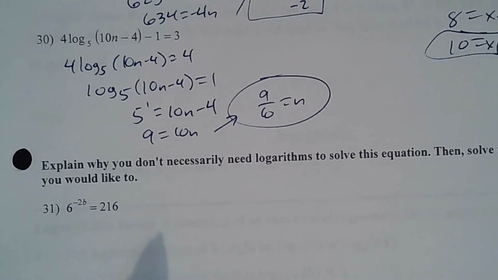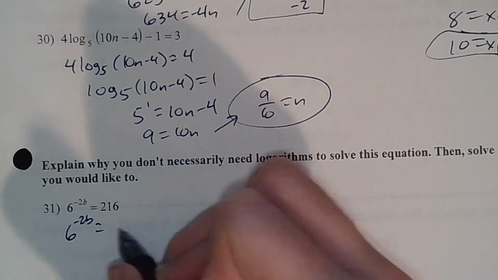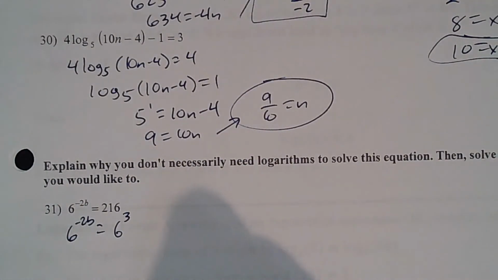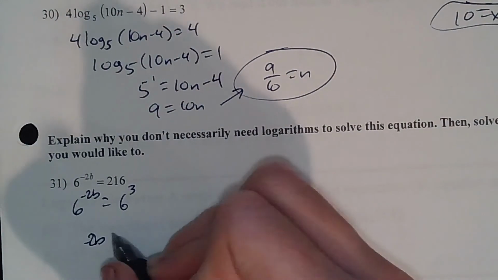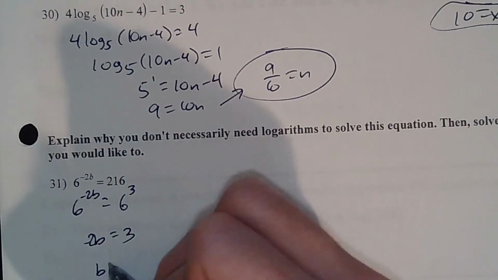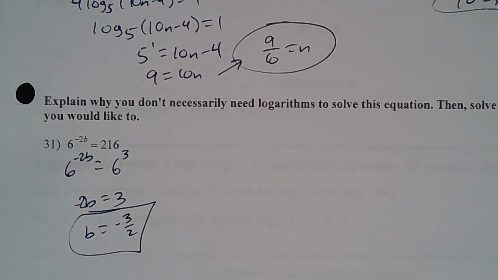Okay, we got 6 to the negative 2b equals 216. So we don't need logarithms here because both sides can be rewritten as a power of 6. That guy's 6 cubed. So that means right away I can just write negative 2b equals 3, and therefore b equals negative 3 over 2. That's by far the easiest way. You don't need to use a logarithm loop to solve that problem. It'll take you way too long to do that.